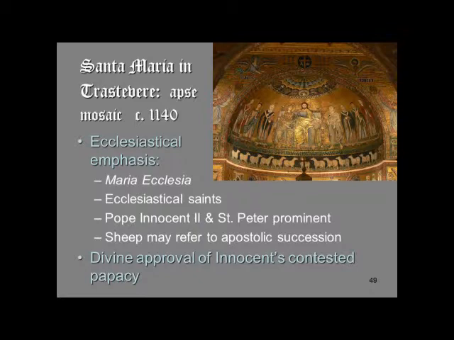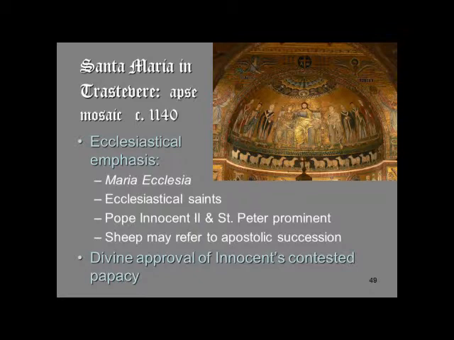Now, we mentioned this ecclesiastical emphasis, not only the idea of Maria Ecclesia, Mary as the church, but the fact that the only saints that are shown in heaven are ecclesiastical saints, are clergymen. And the most prominent, of course, would be St. Peter, who is right next to Christ, holding his key, sort of out in front. And he, of course, is the first pope, the first bishop of Rome. And then beside Mary, we have Pope Innocent II.